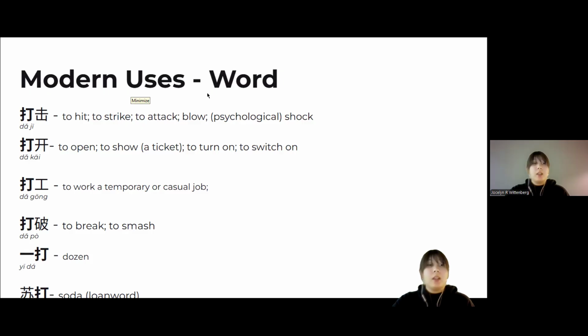Third one we have is da gong, which means to work. A temporary or casual job also means to work part-time. The next one we have is da po, which means to break and to smash. Second to last one we have, which is more used for its dozen component as a measure word, is yi da, which means a dozen. And it's also used in a loan word, which is soda.